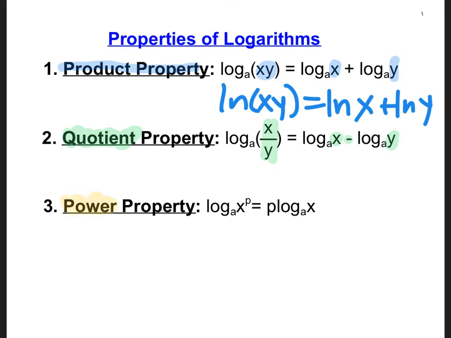It says if you have log base a of x to the power of p, then you can move that p out front and have p times the log base a of x. Okay, those are your three properties. I'm going to go ahead and go through like 4 examples for you. Again, if you don't already have those written down, pause, write it down. That's what you need to know.